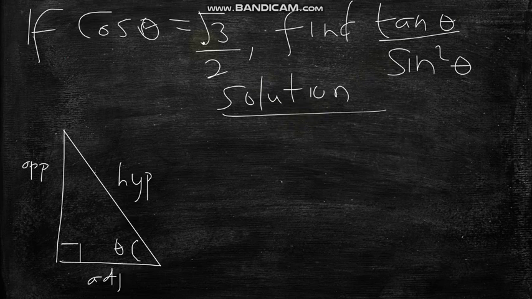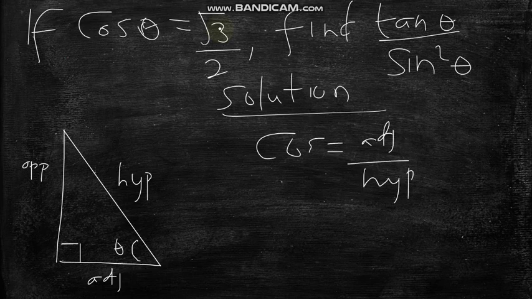Okay, so from the question we see that cos theta is equal to √3/2, and we know that cos is adjacent over hypotenuse, right? So the adjacent is √3 and the hypotenuse is 2. Okay, so we'll bring this result here into our diagram. So adjacent is √3, so this is √3. Hypotenuse is 2, so hypotenuse is 2.